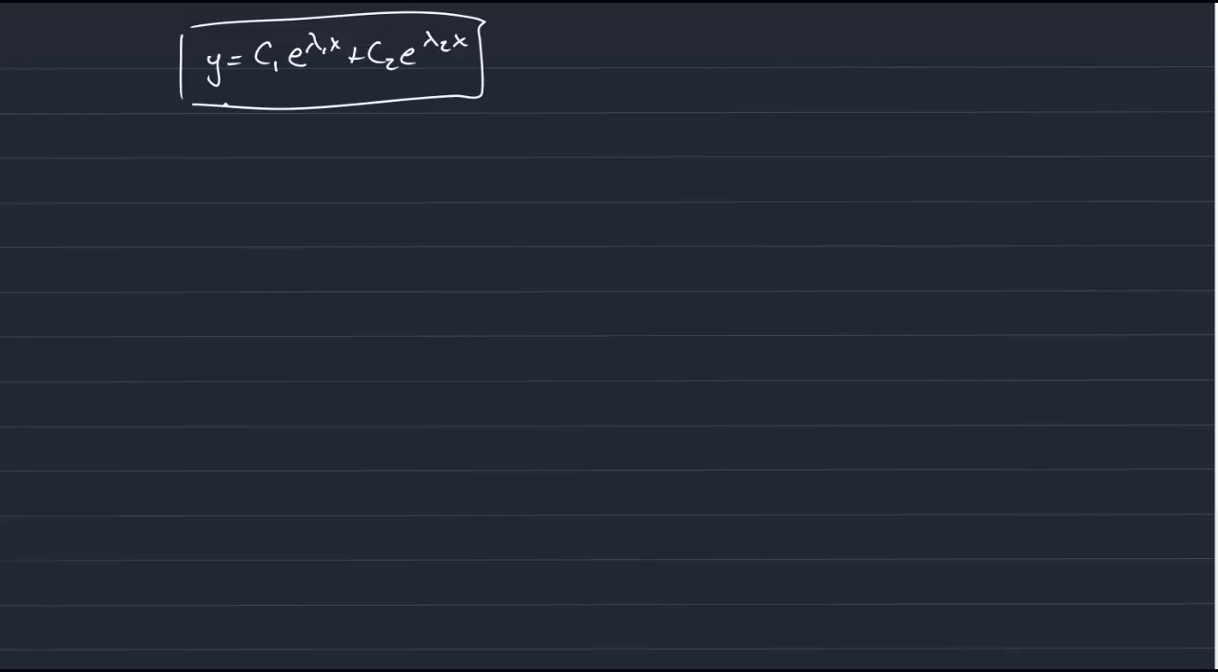Okay, so now let's look at a specific example. This is one given by Greenberg on page 96. That example is y double prime minus y prime minus 6y is equal to 0. Again, we're going to assume a solution that's proportional to e to the lambda x. When we assume that, we get our characteristic equation.